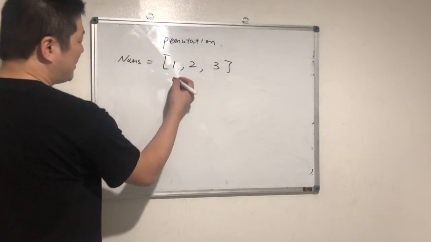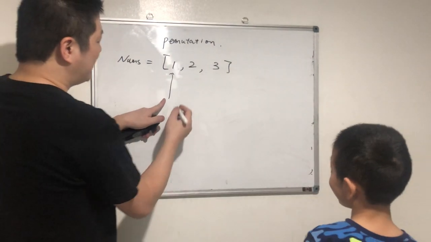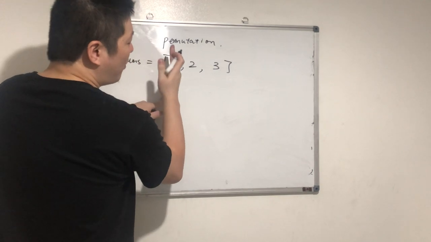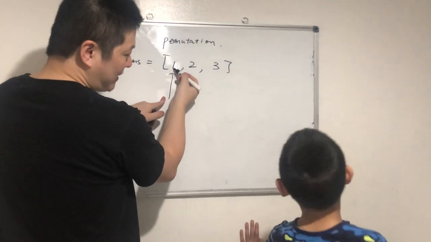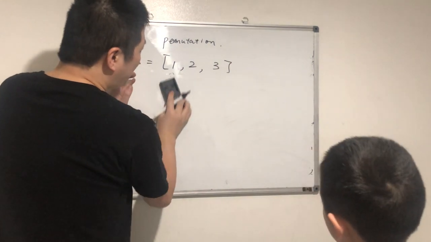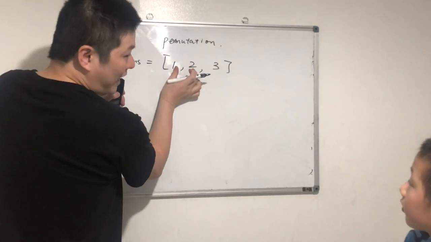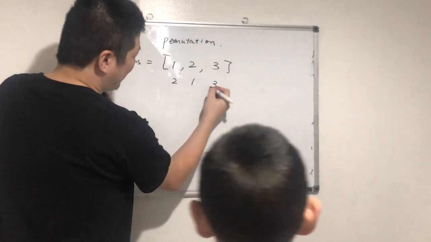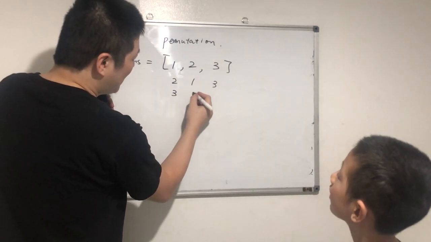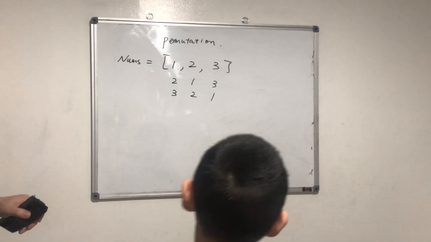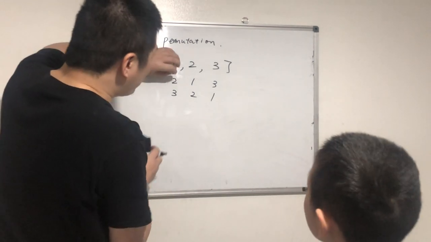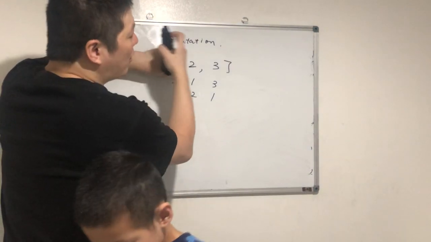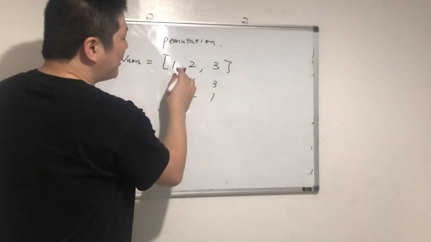Let's say we are here, yeah? We swap all the elements on or to the right-hand side. So we swap one with one, so it doesn't change. One and two: swap one and two, so that becomes 2, 1, 3. And then swap one and three, that will be 3, 2, 1, right? That's like when you're here, you swap it with anything on or to the right-hand side, okay? And then you go to the next one.